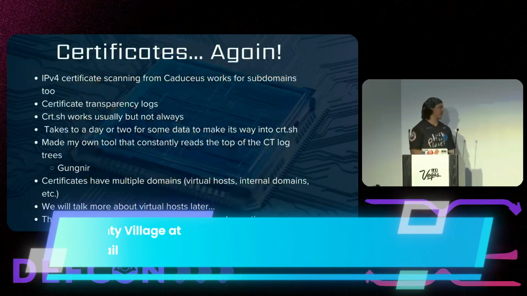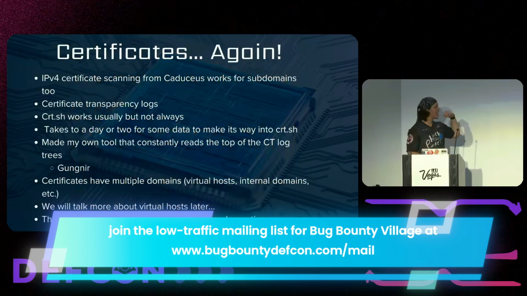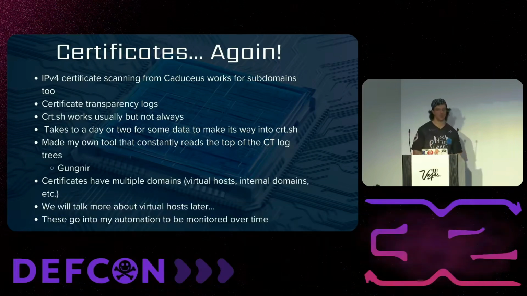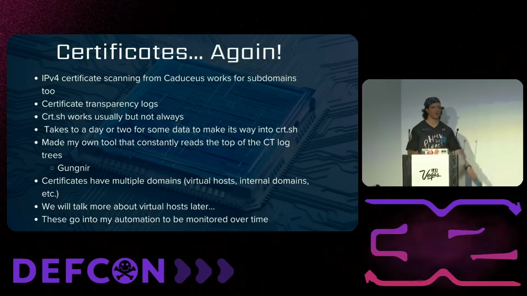So back to certificates, okay? Again, I do IPv4 certificate scanning with Caduceus, which I just talked about. You get Apex domains from that, but what you really can look for is subdomains. Those subdomains can be used in a ton of different ways, which I will talk about in a second. But when we talk about certificates, we cannot not talk about cert.sh and CT logs. CT logs are Merkle trees that are public to everybody, and cert.sh was made by some really smart people. It ingests those logs and saves them in a database that is queryable. Subfinder does it, other tools do it, and you can do it directly.